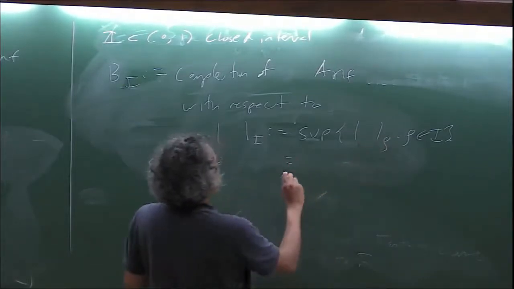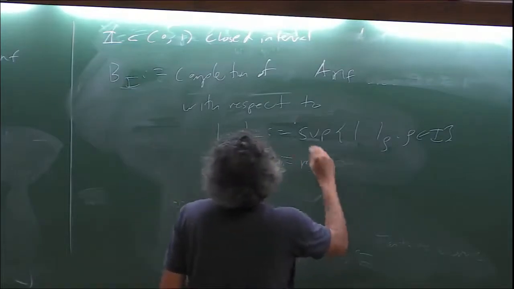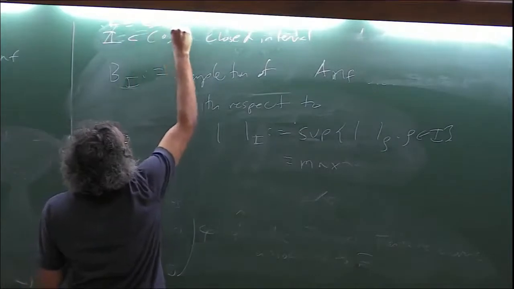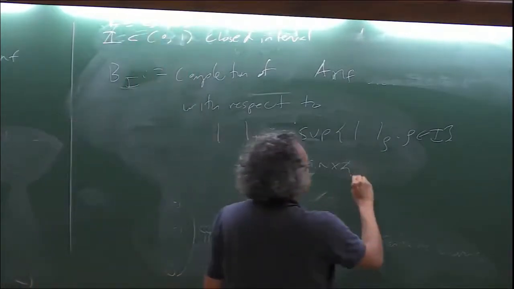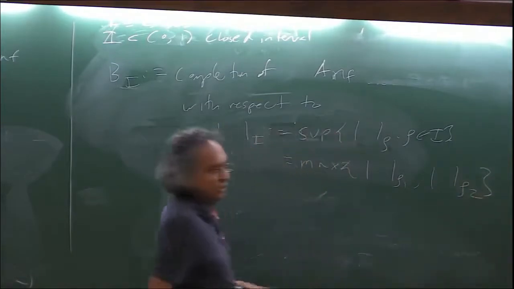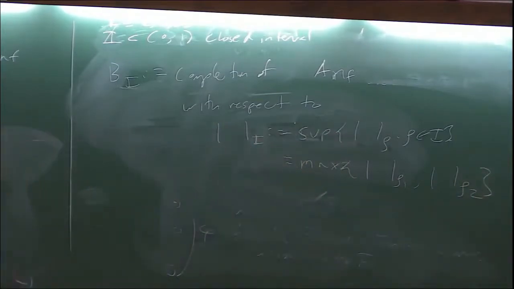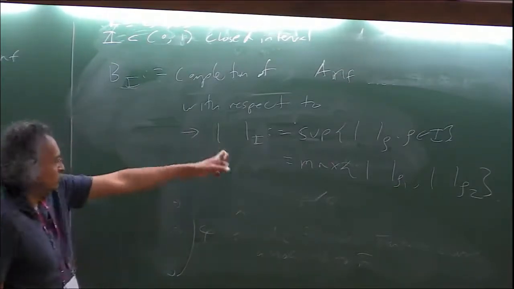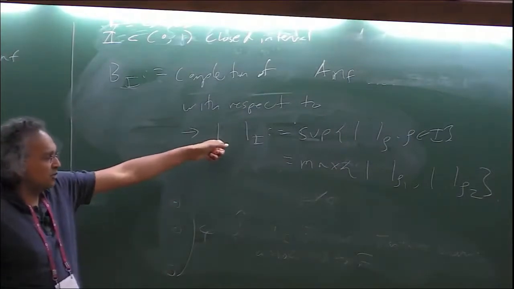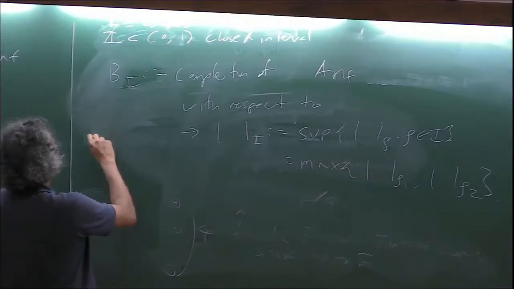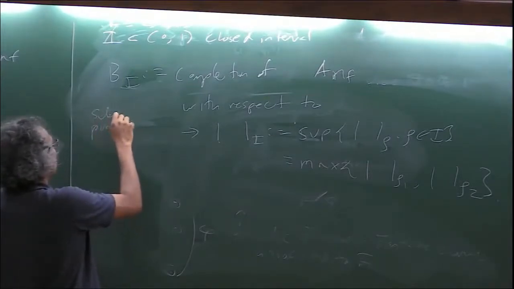Well, it can only occur at the endpoints. So this is the max. If I write I as rho 1, rho 2, then this is the max of the two endpoints. So you don't really need to take a supremum. It's just the maximum of two multiplicative absolute values. Of course, when you take the maximum of two multiplicative absolute values, you don't get a multiplicative absolute value. You get something which is still submultiplicative.